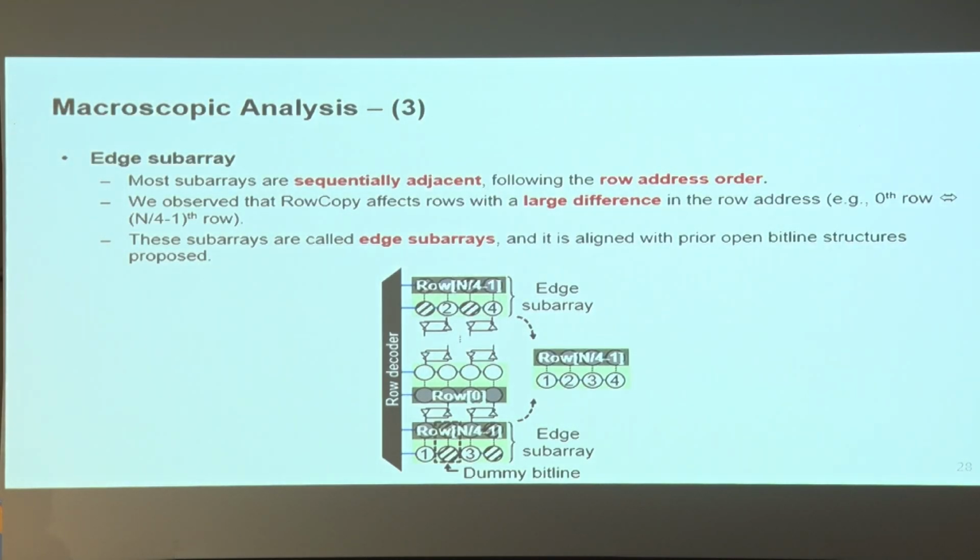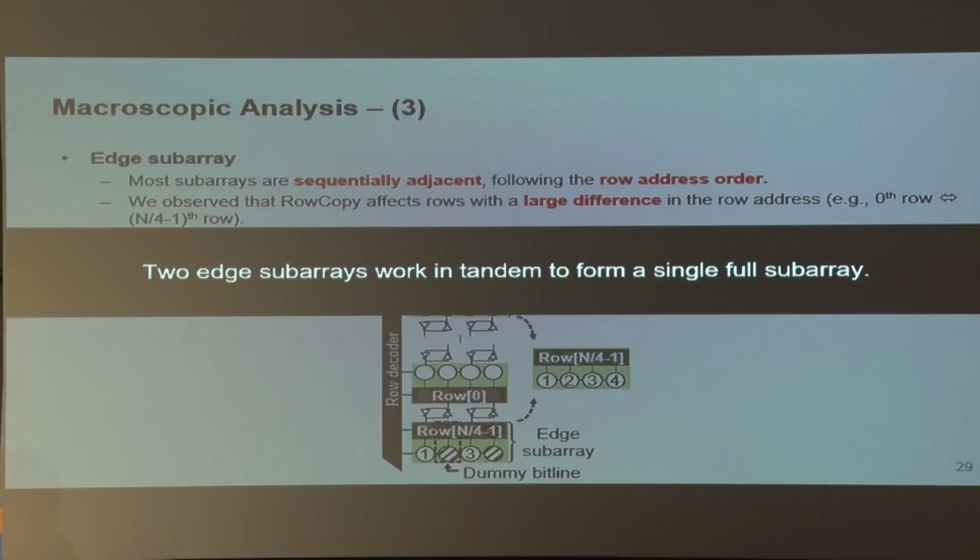So finally, we did a subarray level analysis. Most subarrays are sequentially adjacent following the row address order. However, we found that some subarrays affect each other even if they have a large row address difference, such as a quarter of the total rows. These are called edge subarrays, and two edge subarrays work together like a single subarray. So two edge subarrays work in tandem to form a single full subarray.